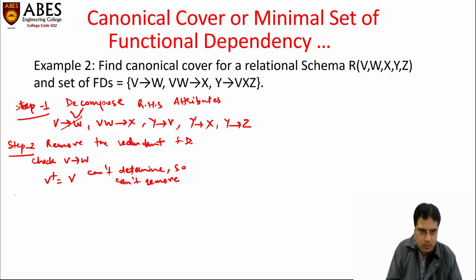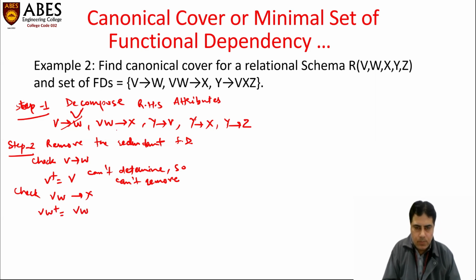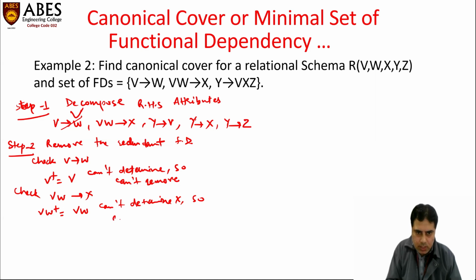Now check for VW determine X. Take the closure set of VW. From VW we can determine VW. From V we can determine W. No more attributes come into this attribute closure. So we cannot determine X. So cannot remove.